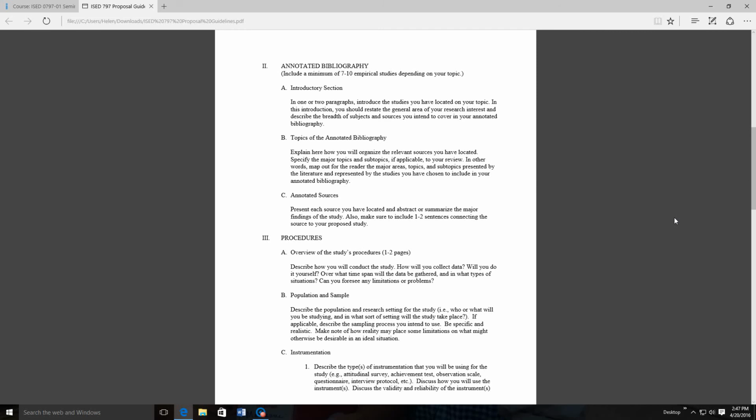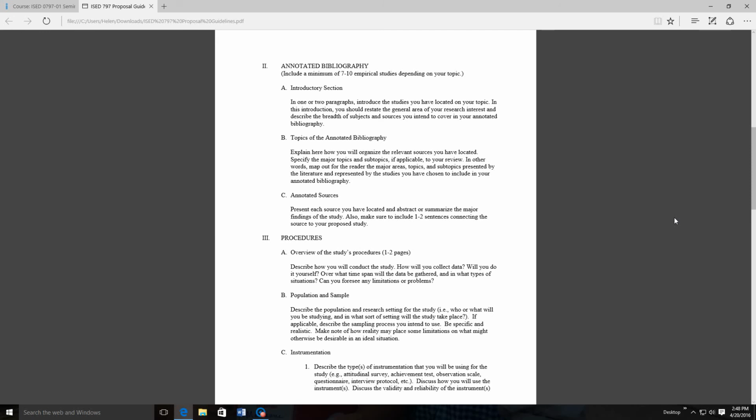Roman numeral 3, procedures, deals with the last half of the worksheets in terms of getting very detailed about the study procedures, how you plan to conduct the study in terms of how you'll collect the data, who will collect the data, over what period, and also discussing any limitations you think you might encounter with those procedures.